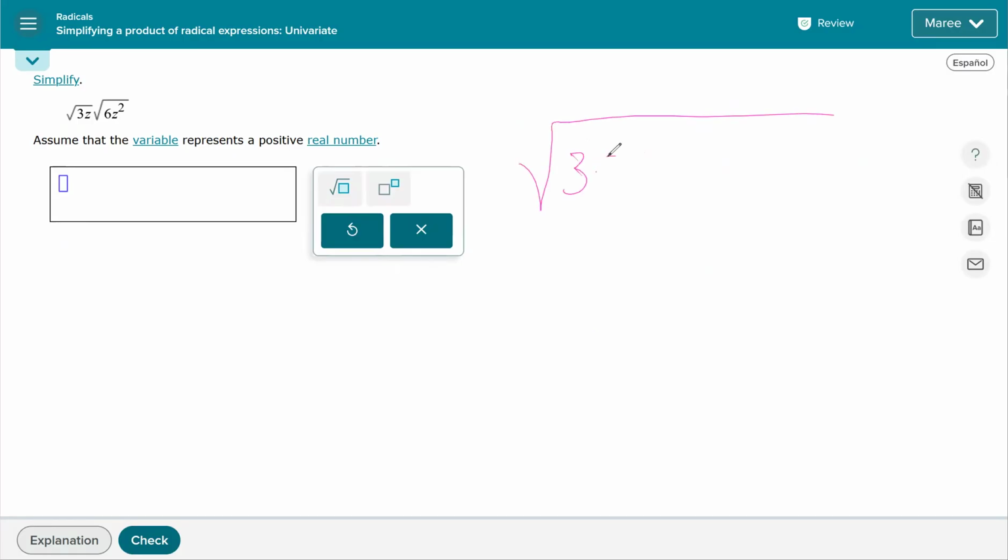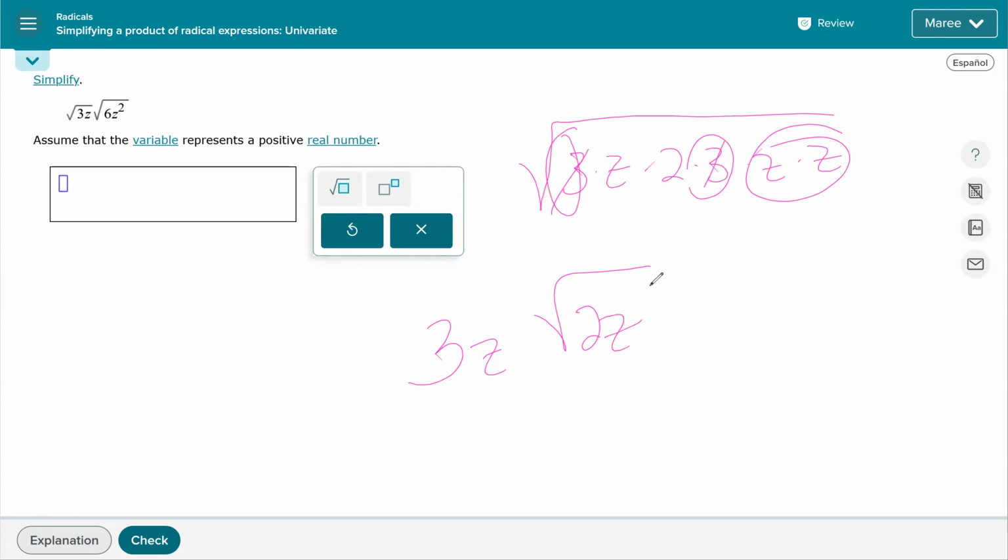So we have 3Z. 6 is 2 times 3, and then Z times Z. We're looking for doubles, like groups of 2. So we have a 3, so 1 can come out with 2 Z's. One of those can come out, and we have 2Z left on the inside. So we have 3Z, and 2Z on the inside.